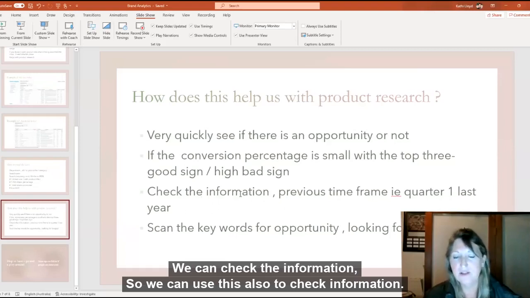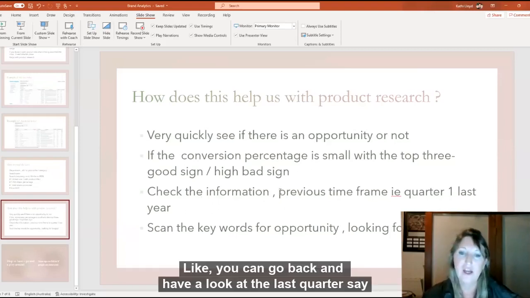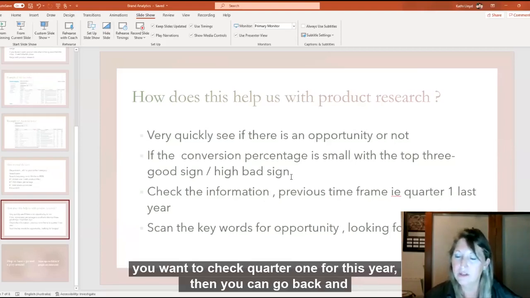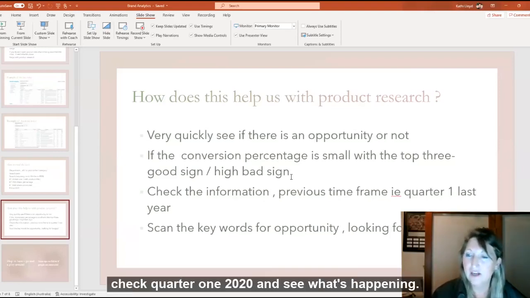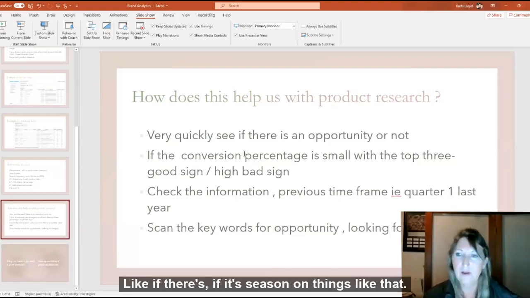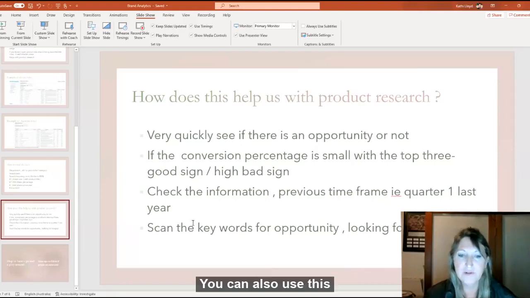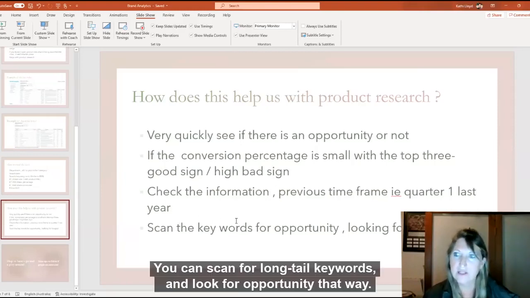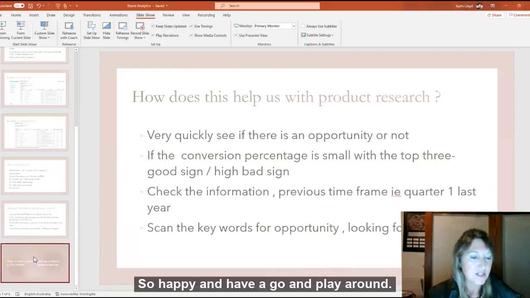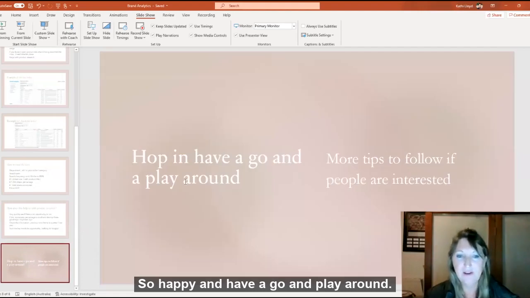So we can use this also to check information, like you can go back and have a look at the last quarter. Say you want to check Q1 for this year, then you can go back and check Q1 2020 and see what's happening, like if it's seasonal and things like that. You can also scan for long tail keywords and look for opportunity that way. So hop in, have a go and play around.